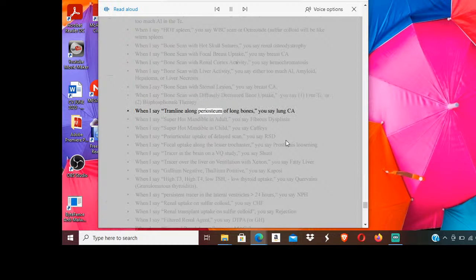When I say tramline along periosteum of long bones, you say lung CA. When I say super hot mandible in adult, you say fibrous dysplasia. When I say super hot mandible in child, you say CAFES. When I say periarticular uptake on delayed scan, you say RSD. When I say focal uptake along the lesser trochanter, you say prosthesis loosening. When I say tracer in the brain on a VQ study, you say shunt. When I say tracer over the liver on ventilation with xenon, you say fatty liver.